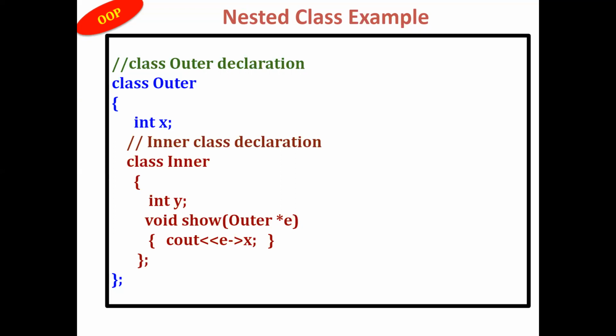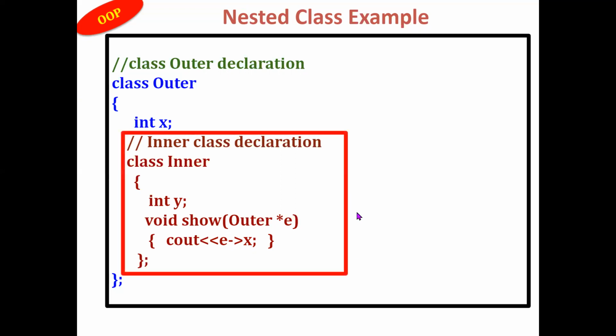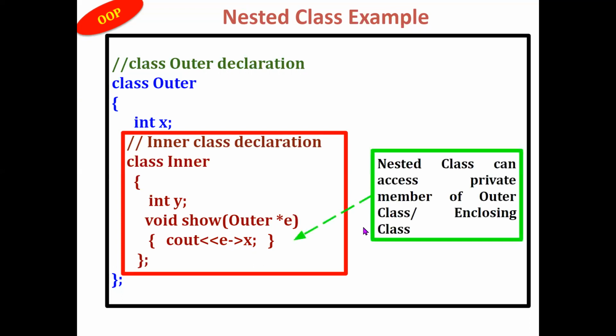So if the show function wants to access the X variable of the outer class, it has to create an object of the outer class and then access it as E arrow X, since E is a pointer over here. So you can access E dot X also, and E arrow X if it is a pointer. So a nested class can access the private members of the outer class using an object.